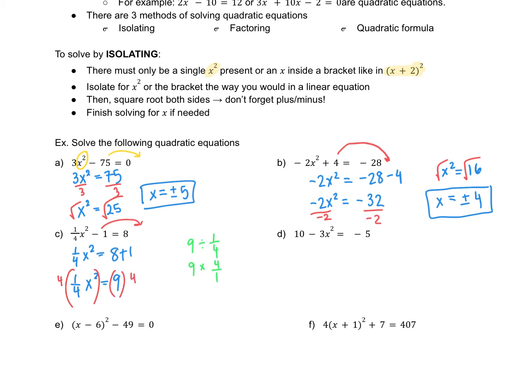And that way 4 times a quarter is just 1, so we're left with x squared. And 9 times 4 is 36. But you can also show it as division if that makes you happier. And then the square root of 36 is plus or minus 6. All right, I want you to try D on your own and then come back to check your work.